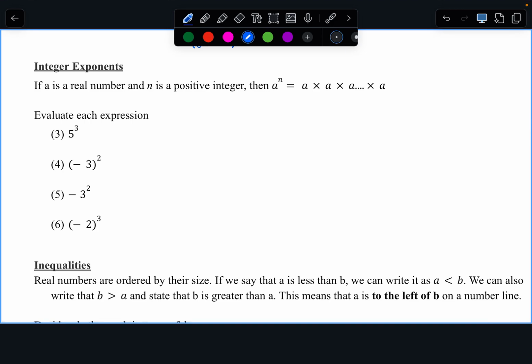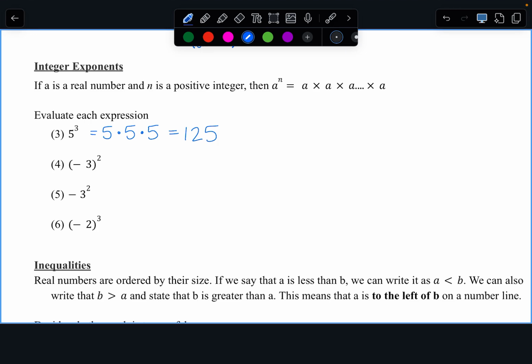Exponents. An exponent tells you how many times something is being repeated. So its base is the number that has that exponent on it, and the exponent is that number written above. It tells you how many times that base is repeated. So 5 to the third means 5 times 5 times 5. So 5 times 5 is 25. Times 5 is 125.